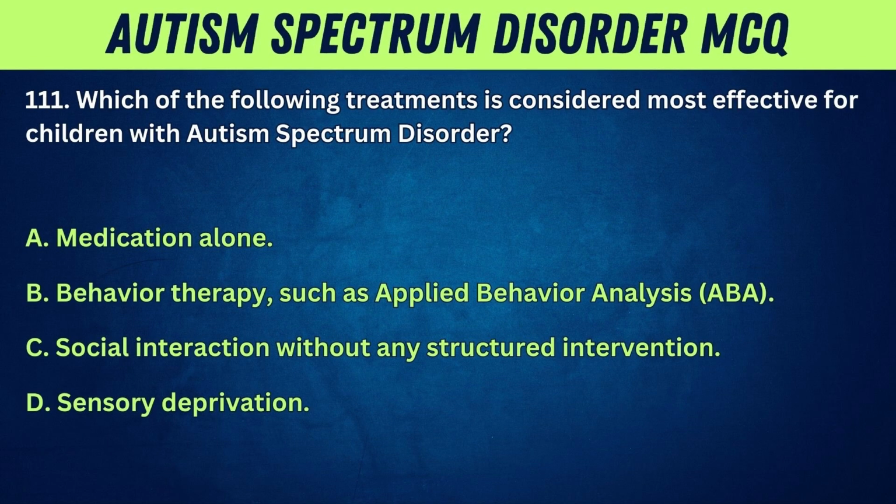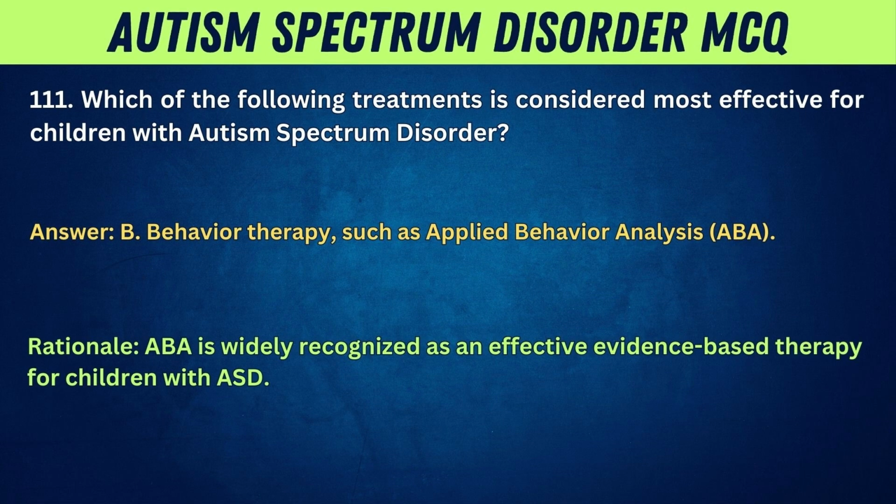Which of the following treatments is considered most effective for children with autism spectrum disorder? A. Medication alone. B. Behavior therapy, such as applied behavior analysis, ABA. C. Social interaction without any structured intervention. D. Sensory deprivation. Answer: B. Behavior therapy, such as applied behavior analysis, ABA. Rationale: ABA is widely recognized as an effective evidence-based therapy for children with ASD.